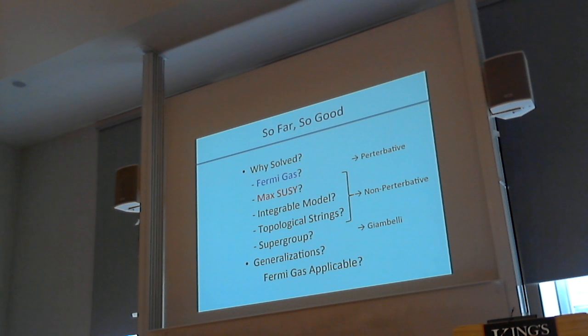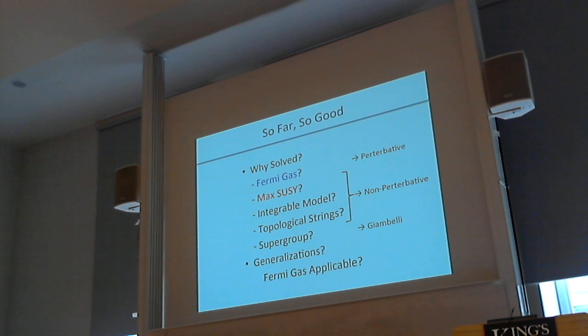So far so good. We have solved the ABJM matrix model, but we can ask why this model was solvable and how it was solved. For the perturbative part, it basically comes from the Fermi-gas formalism. For the non-perturbative part, we don't know. There are lots of possible reasons it was solved: the relation of the matrix model to topological strings, and for the Jacobi identity, probably the supergroup plays an important role.